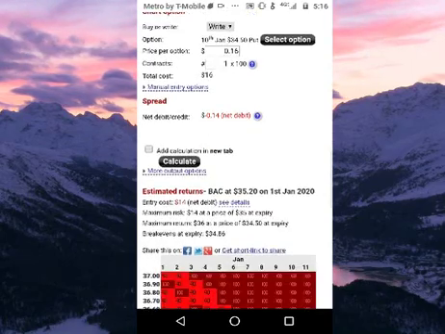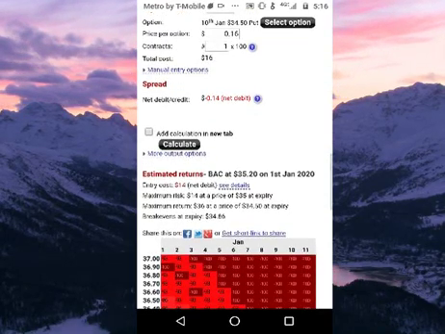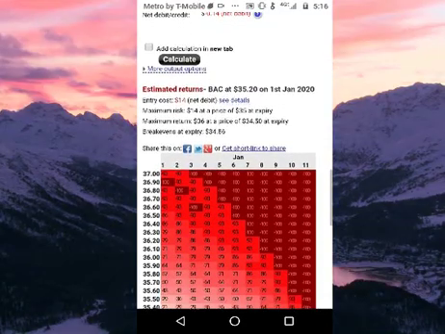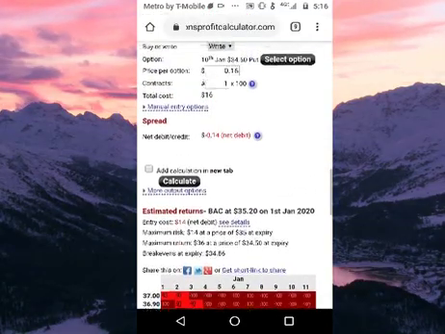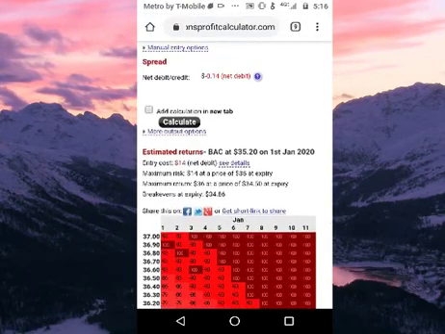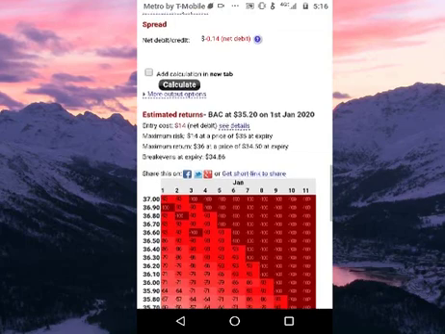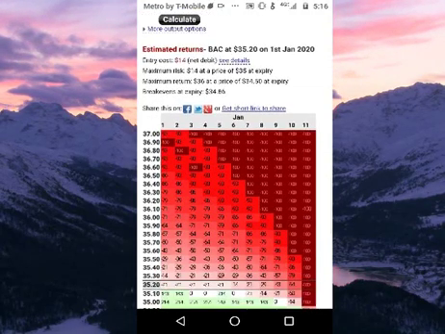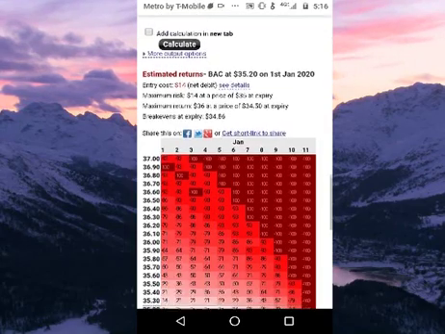So the debit is going to be 0.14. It's going to be $14. The maximum risk is going to be $14. The maximum return is going to be $36. As I mentioned, you subtract the strike prices and then subtract the debit, the premium that you pay, 0.14. Now the break-even price is going to be the higher strike price minus 0.14.